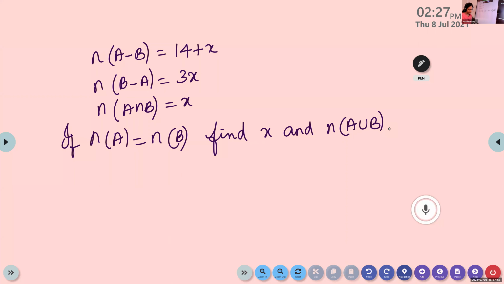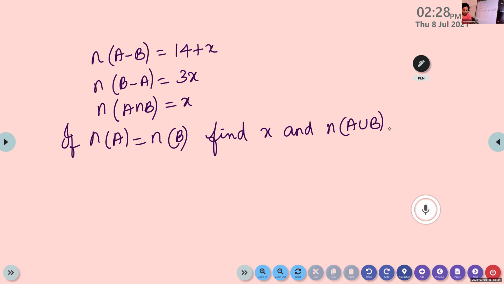A and B are two sets such that n of A minus B is 14 plus x, n of B minus A is equal to 3x, and n of A intersection B is x. Draw a Venn diagram to illustrate this information.